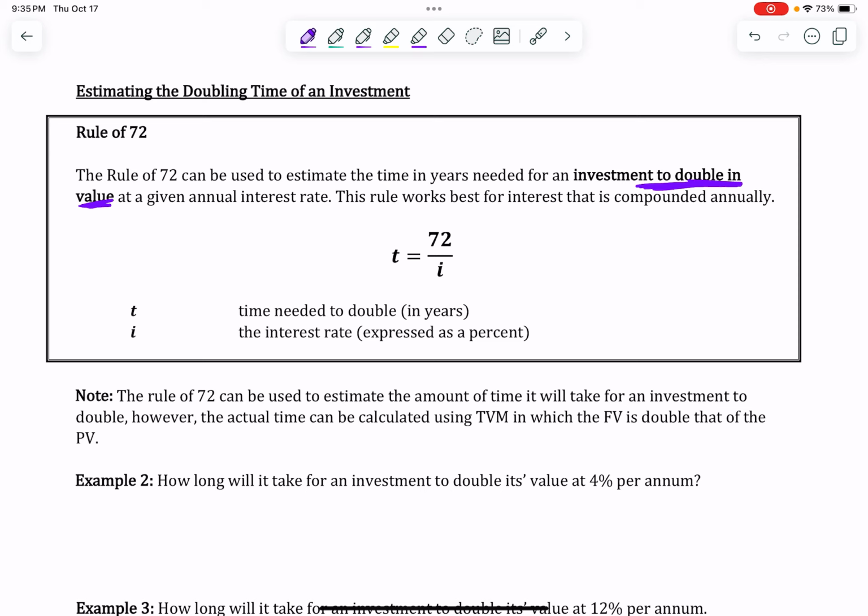Same idea, if I invested $5, how long does it take to double, aka to be $10, right? Same idea, if I invested 20 million, when it doubles, it will become 40 million. The size of that original investment doesn't actually change or impact how long it takes to double.